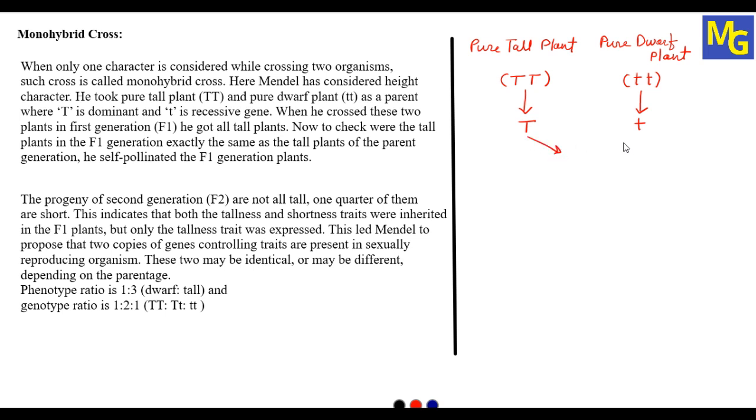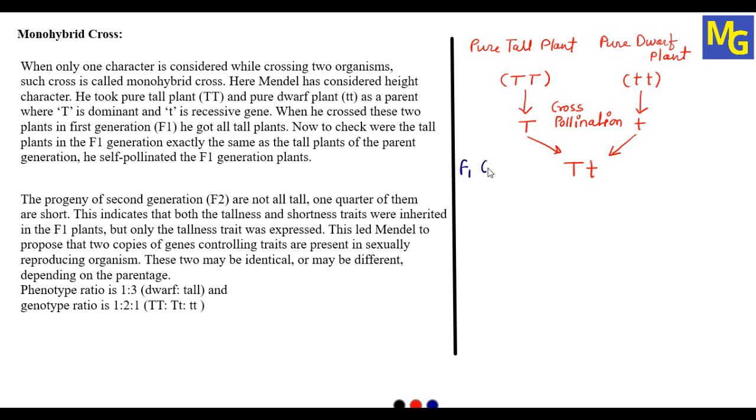When you cross these two, this pollination is called cross pollination. Why do we call it cross pollination? Because the two plants are different. We are not doing the pollination in the same plant. We are doing the pollination in two different plants. One is pure tall, one is pure dwarf. And that's why it is called cross pollination. So when we cross these two, we will get capital T and small t. If you focus here, capital T and small t, both genes are present in our F1 generation.